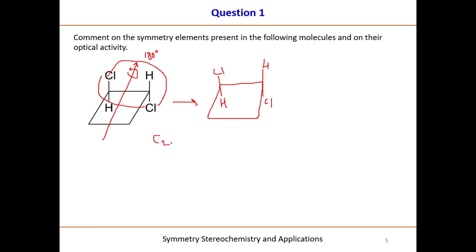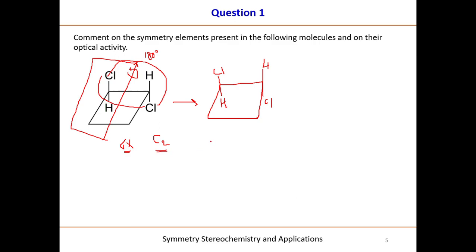Now let's talk about the plane of symmetry. We will pass the plane through here and check whether symmetry is there or not. We can see that both the halves are different. They are not mirror images of each other. That means the plane of symmetry is absent here. We can check the other symmetry elements also, which are not present here. Center of inversion is also absent and other axes also. So we have only the C2 or rotational axis of symmetry.